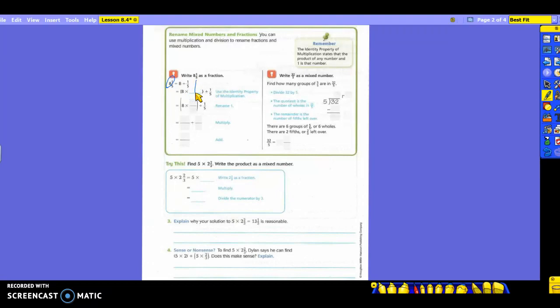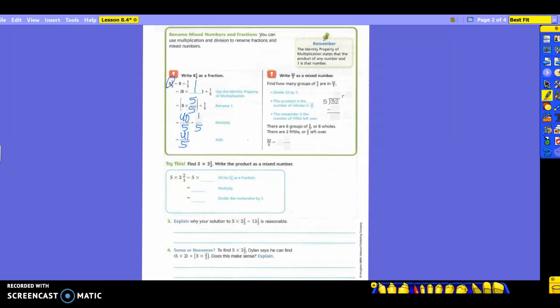Okay? So what is 1 in fifths? 5/5. So that's what we're going to use here. As you can see, you're using identity property of multiplication because you have your 1. Okay? Everybody good so far? Yes? Now we're going to multiply this. What's 8 times 5/5? 40/5. What's still left? 1/5, so we still need to do that. And now we get to add these. 40 plus 1 is? 41 over 5.